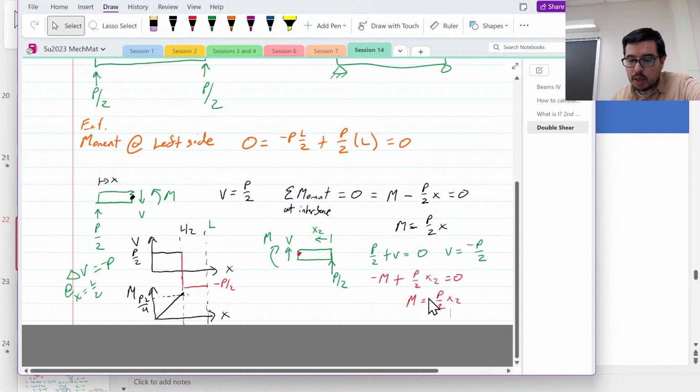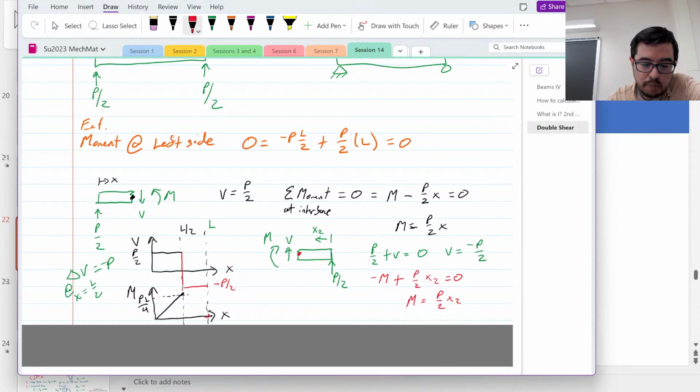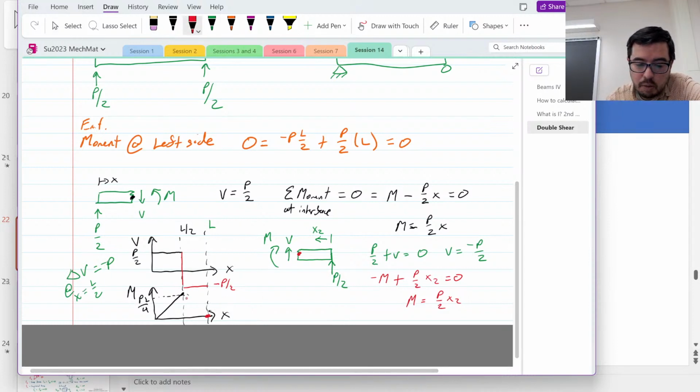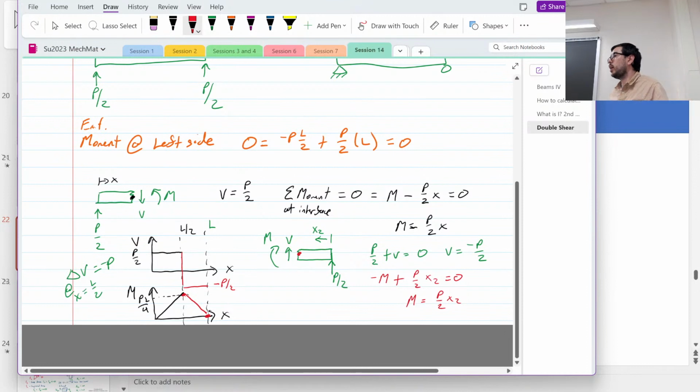So that means, once again, when X2 is equal to 0, or that means that the big X is equal to L, we get M is equal to 0. So this comes out here. And if we go to X2 is equal to L over 2, at the middle, that's the distance we're going from right to left, once again we get PL over 4. And so it meets up like that.